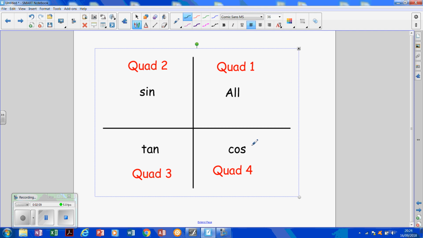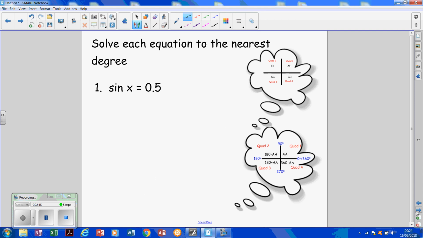So rather than having to learn all of those different facts, you just learn where they are positive. They're all positive in quadrant 1, only sine is positive in quadrant 2, tan is positive in quadrant 3, and cos is positive in quadrant 4. This diagram sometimes is referred to as the cast diagram, because it spells out C, A, S, and T. So sometimes I will talk about it as being the cast diagram. Right, we'll go on and solve some equations just to let you see how those 2 charts work.